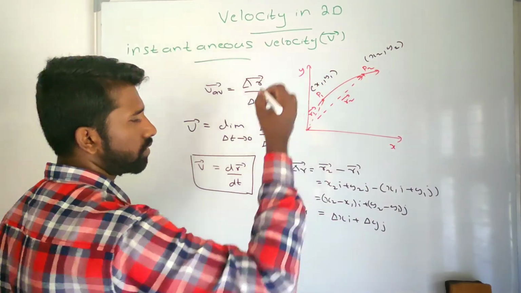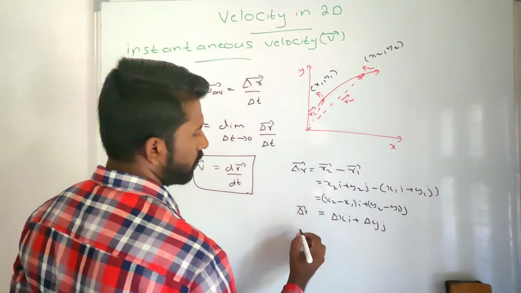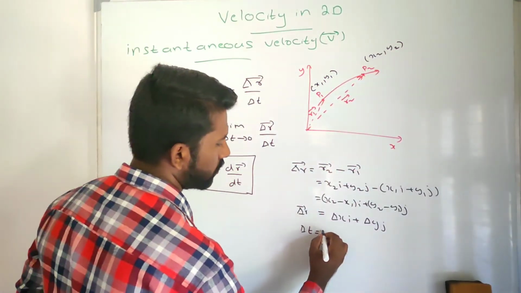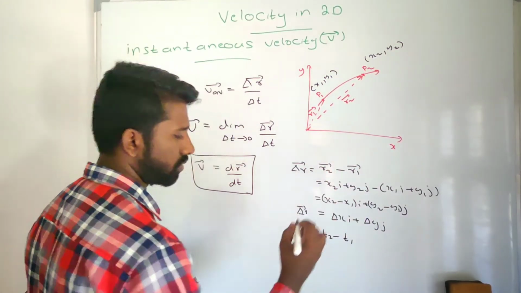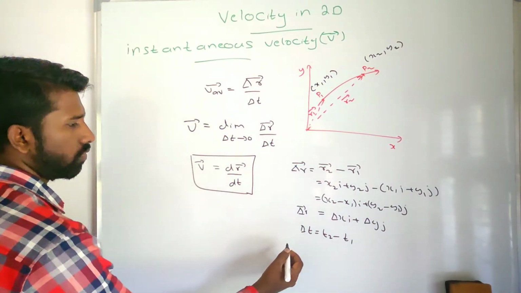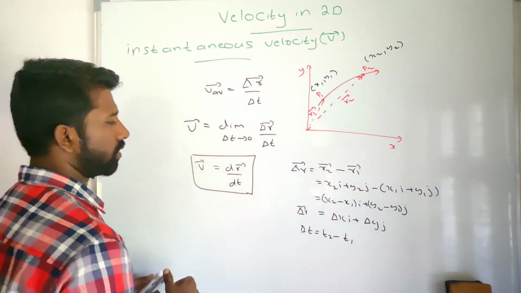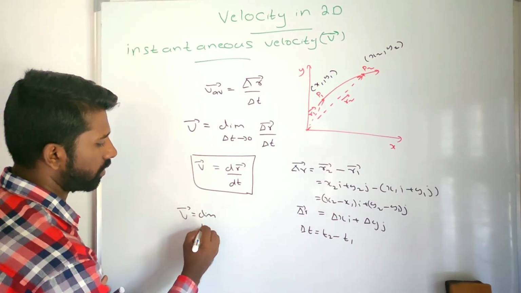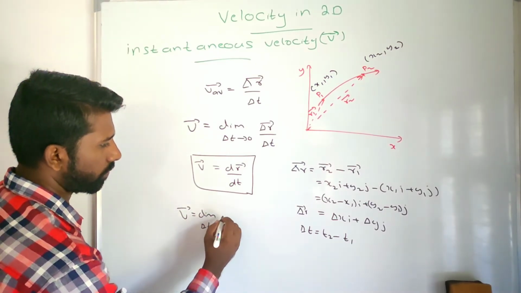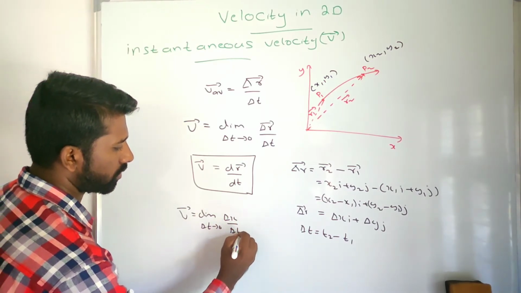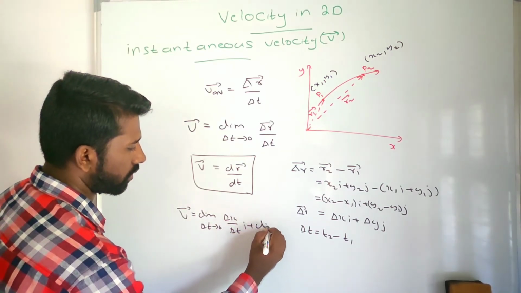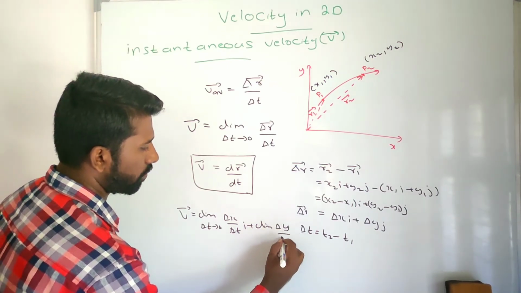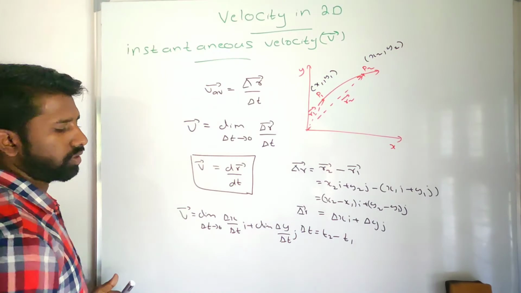So the P1 instant is T1 and the P2 instant is T2, so delta T is equal to T2 minus T1. Then we will substitute it here. You will get V is equal to the limit as delta T tends to 0 of delta x divided by delta T, i, plus the limit as delta y divided by delta T, j.